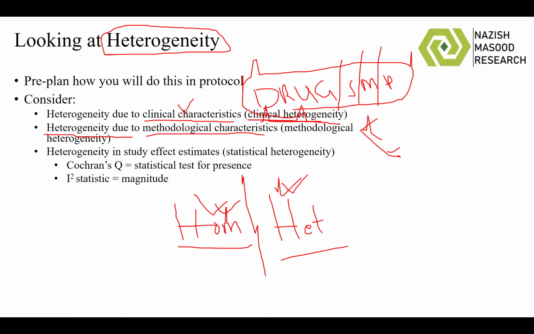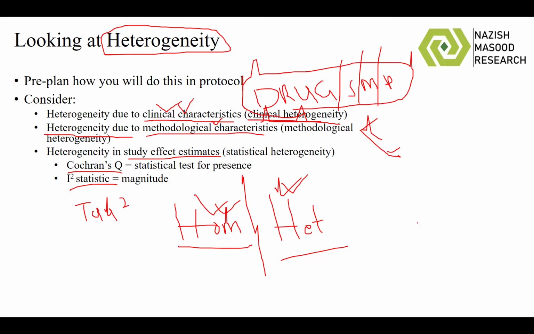But even when the studies have the same clinical characteristics and the same methodology, even then there could be differences in the effect sizes. And in order to look at the differences in the effect sizes, we use Cochrane Q, we use I square, we also use tau square. So we use all these.